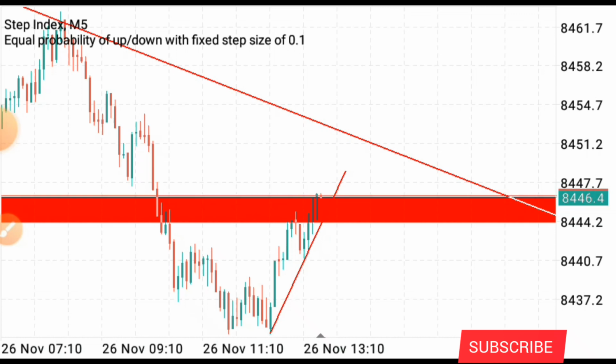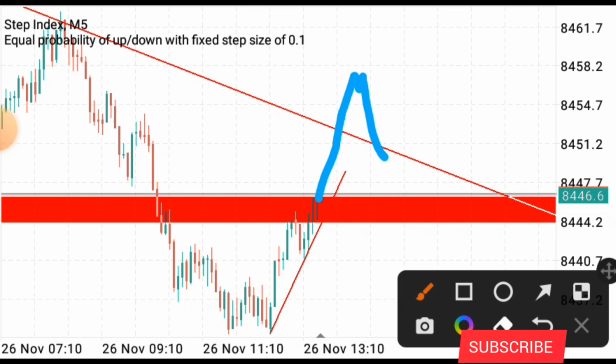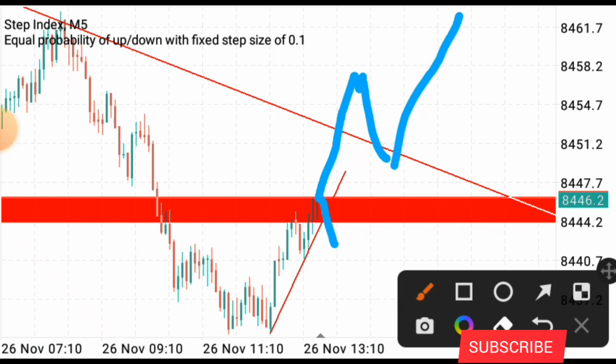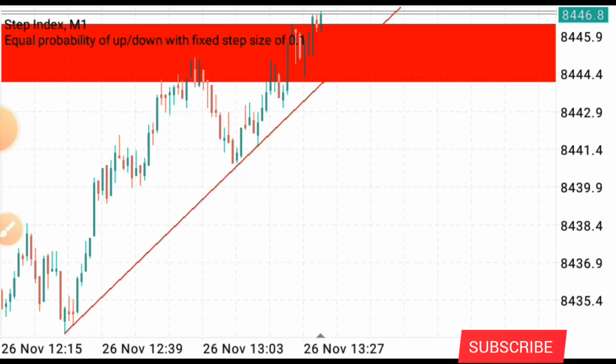Now before I take any entry here, this is what I want to happen. It's either price goes up here, breaks this counter trend line, retests it, and then continues to the upside, or I want price to break this trend line here, retest it, and then continue to the downside. So currently I will not be taking any entry because it's not safe for me. These are the two things I want to happen before taking any entry. Let me check the 1 minute time frame and see what's going on there.